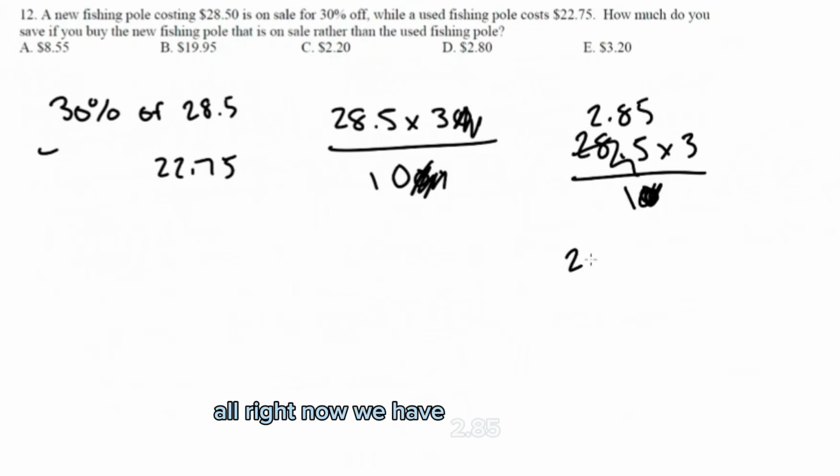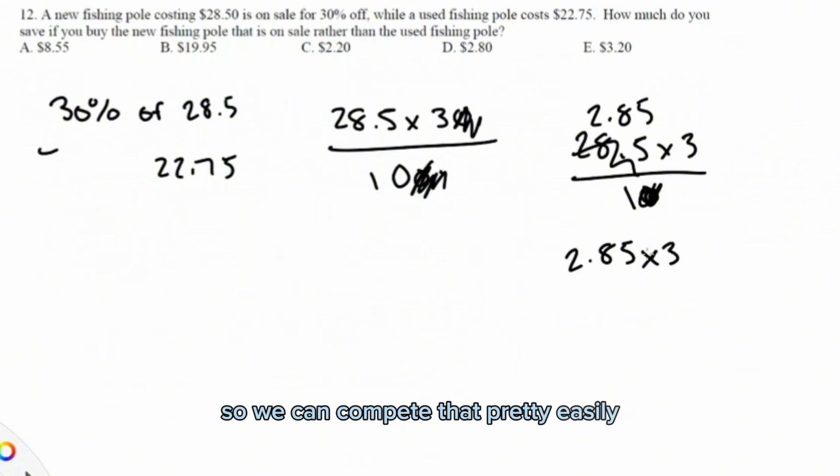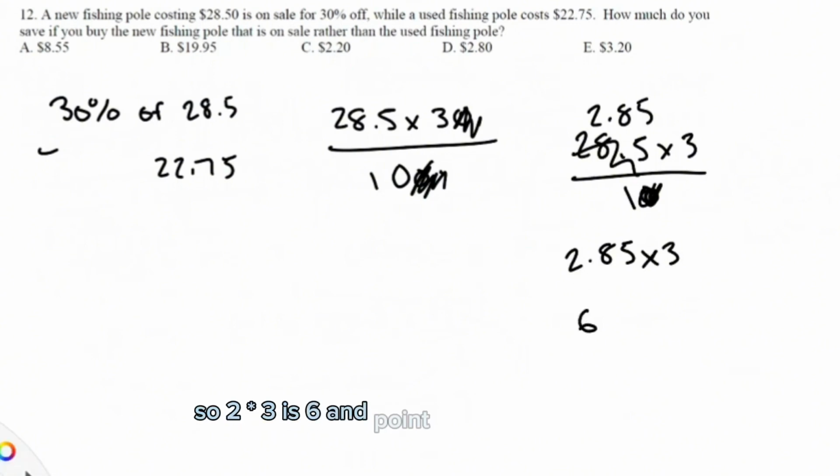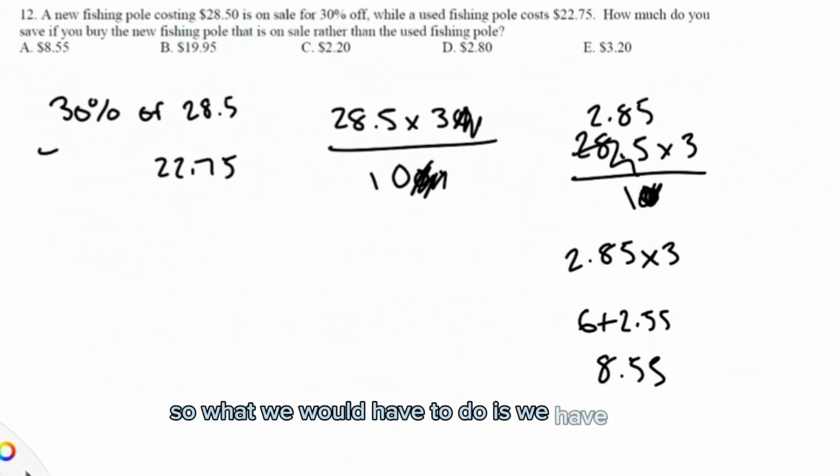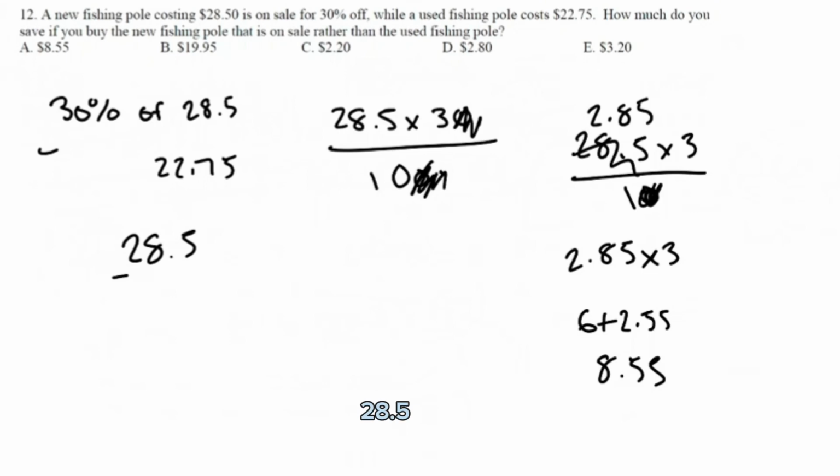Alright, now we have 2.85 times 3 by itself. So we can compute that pretty easily. So 2 times 3 is 6, and 0.85 times 3 equals 2.55. So when we add these, we get 8.55. So 8.55 is 30% of 28.5. So now, subtract it as a discount because it's 30% off. So what we would have to do is 28.5 minus 8.55. That gets us 19.95.